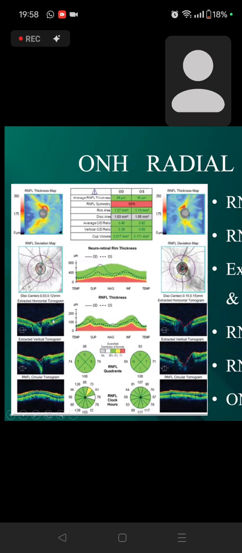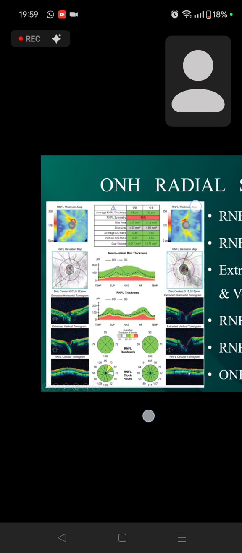Next, we have an extracted horizontal and vertical tomogram, which is nothing but a B scan to identify the reference plane. As I already told, the optic disc and optic cup will be marked, and this is the B scan which gives the picture. Next, coming to the circular tomogram. The circular tomogram is the circular analysis of the optic disc, in segmentation.